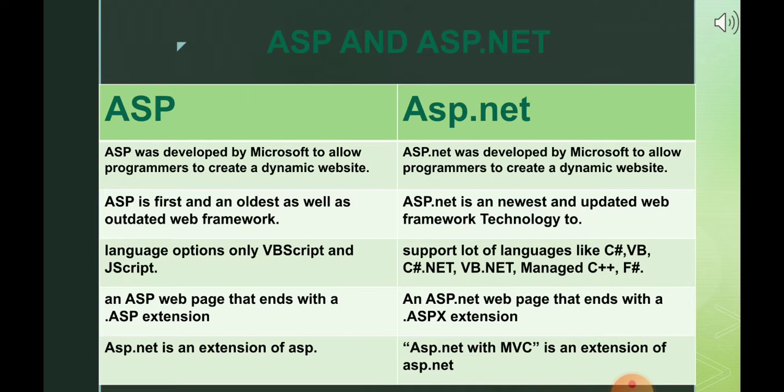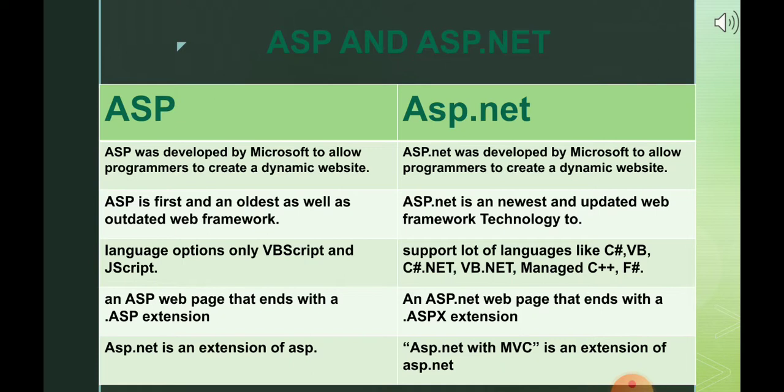What is the difference between ASP and ASP.NET? ASP stands for Active Server Page. ASP and ASP.NET were both developed by Microsoft to allow programmers to create dynamic websites. ASP is the first server-side script engine. ASP is an older web framework, and language options for ASP are only VBScript and JavaScript.